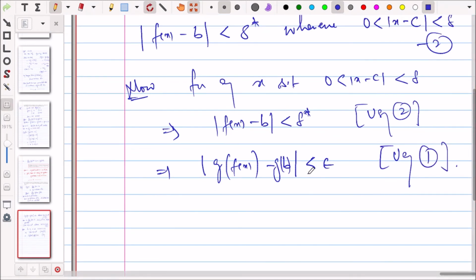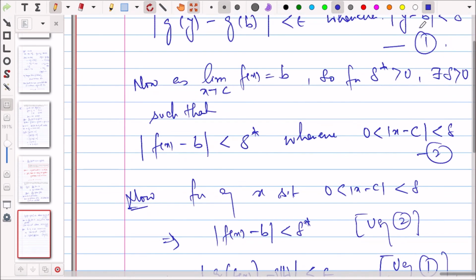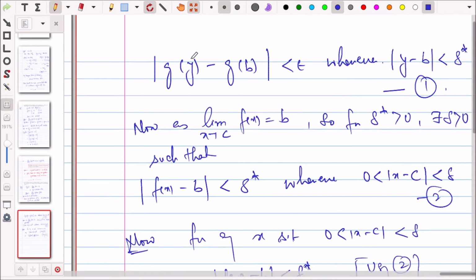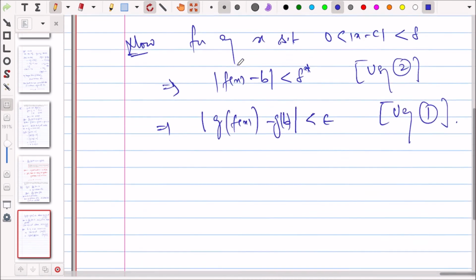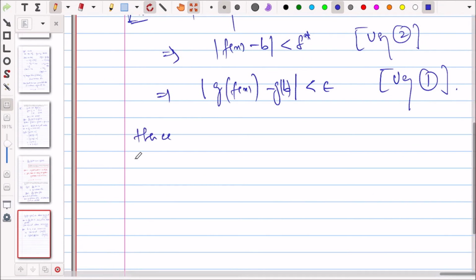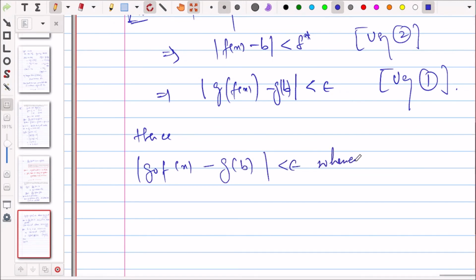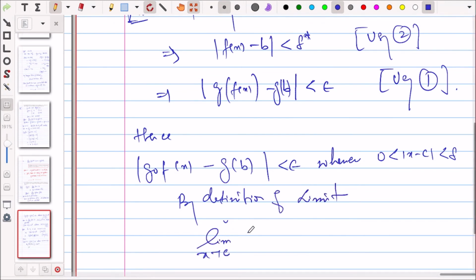Because f(x) is satisfying the hypothesis of 1, this will hold, and hence |g(f(x)) minus g(b)| is less than epsilon whenever 0 is less than |x minus c| less than delta. So by definition of limit, limit x tends to c, g(f(x)) is equal to g(b).